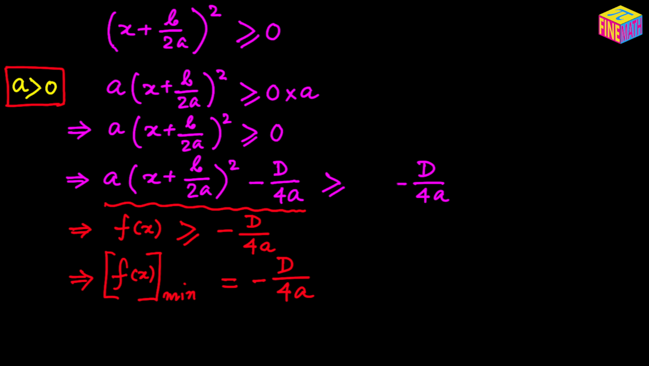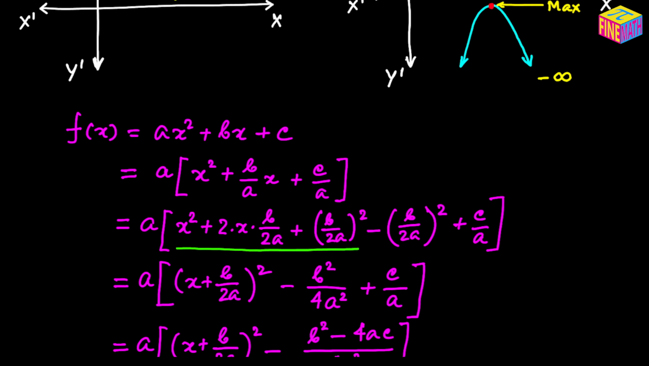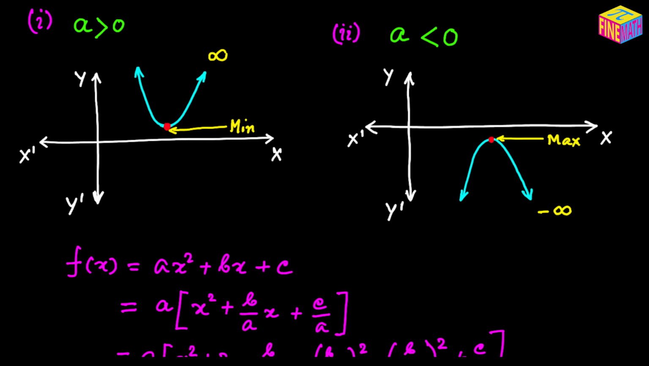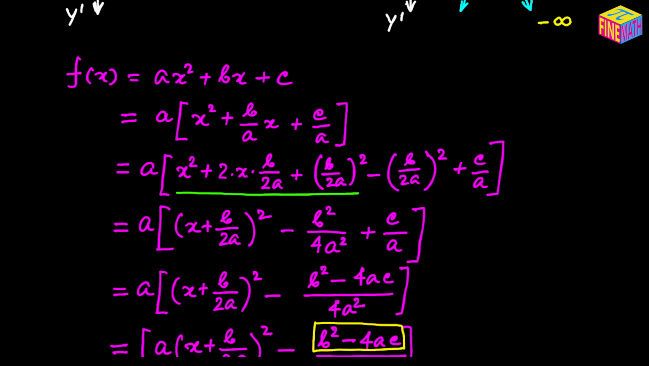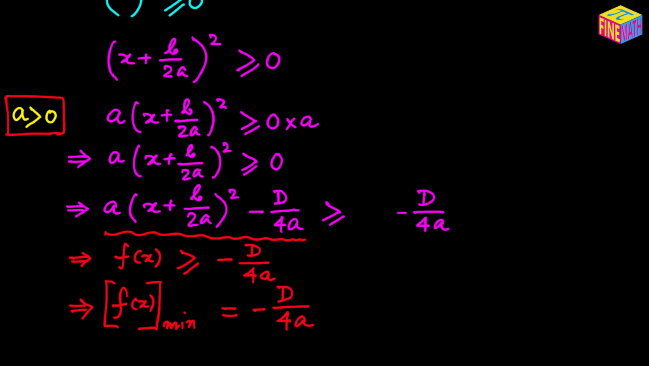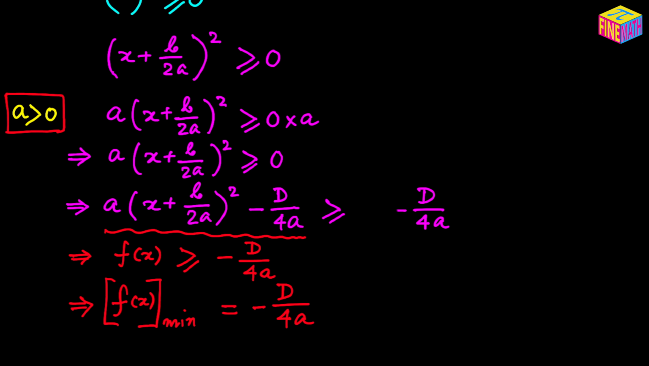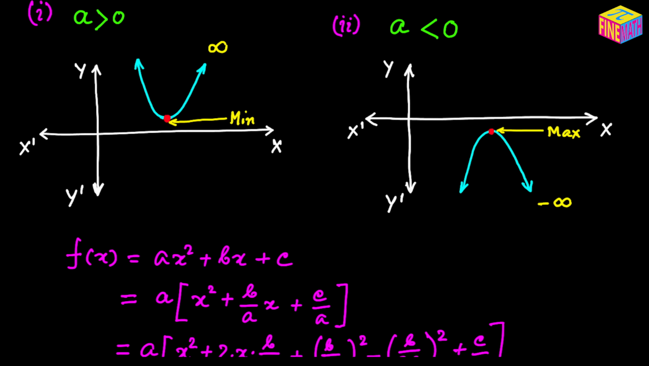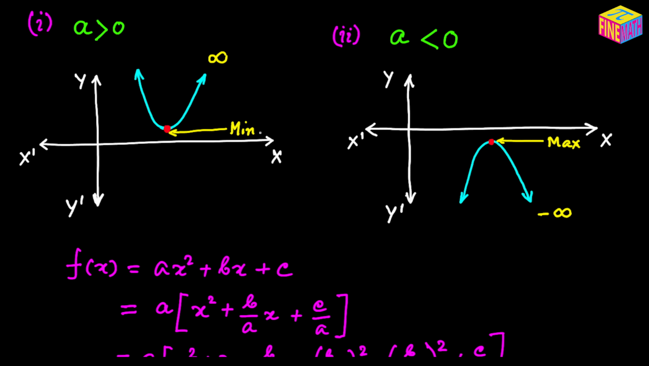Now if you think about our function graph that I had at the top, when a is positive, this was our function graph. So when a is positive, our graph was an upward opening parabola, and in that case the minimum value of the function was at the vertex. So that means the value of the function at the vertex is actually negative d by 4a. The minimum value of the function that we just saw is actually negative d by 4a. So that is nothing but the value of the function at the vertex when a is positive. So here we can say the value of the function at the vertex is equal to this minimum value, which is negative d by 4a.